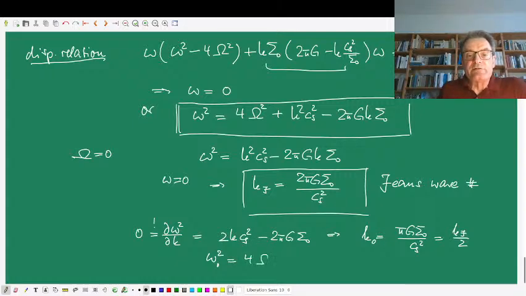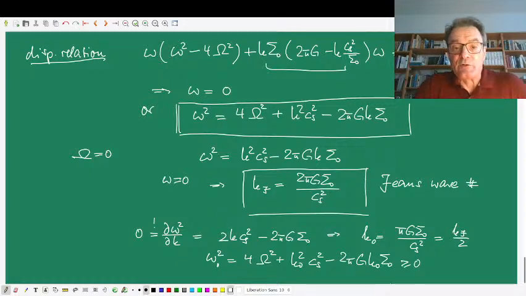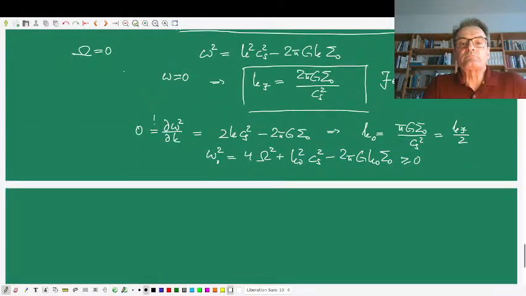Then we have that this is 4 times omega squared plus k0 squared times cs squared minus 2 pi g k0 sigma 0. And in the logic of what we did, we will demand that this should be larger or equal than 0, because then the minimum of the omega square in our dispersion relation is going to be non-negative. And this means that omega square everywhere for all wave numbers will be non-negative, and this implies that the disk will be complete.